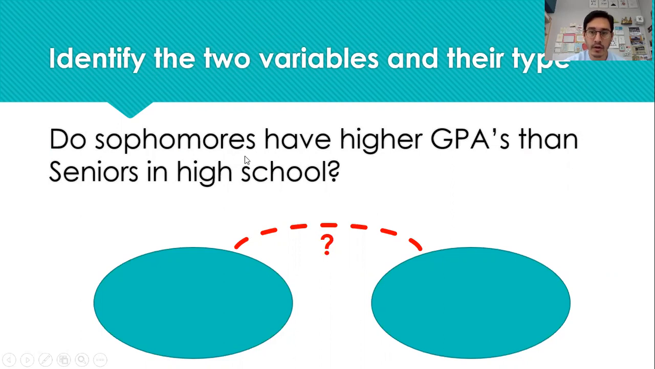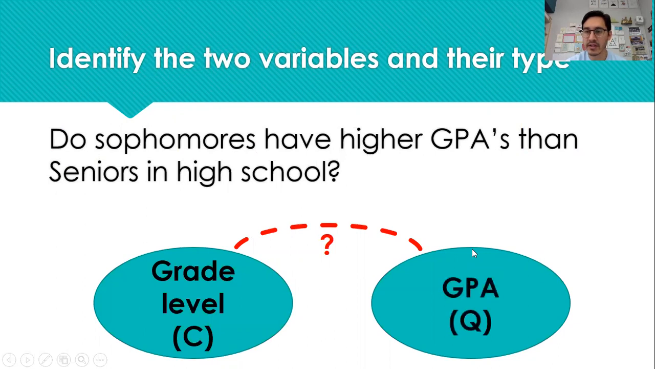So in this statistical question, one of the variables is grade level. That would be sophomore versus senior, okay? And that's categorical because we would record that with a label or text. And the other variable is GPA, and that is definitely quantitative. You record it with a number. All right. So this question is asking us to explore the relationship between a categorical variable and a quantitative variable.